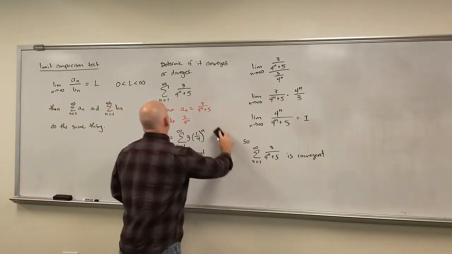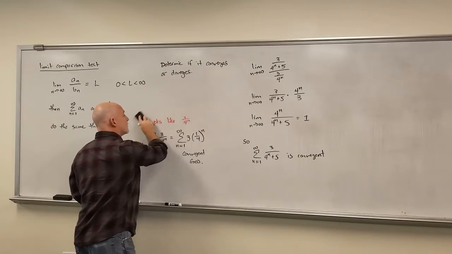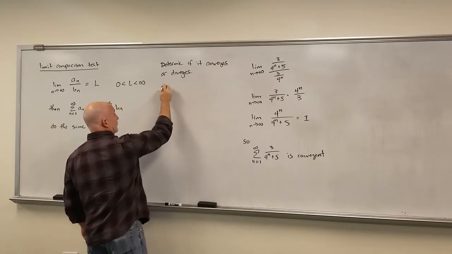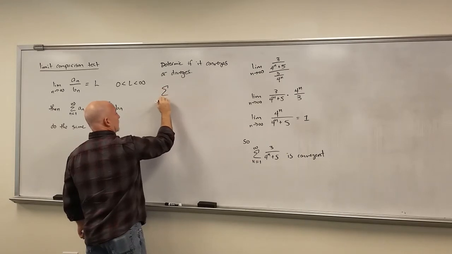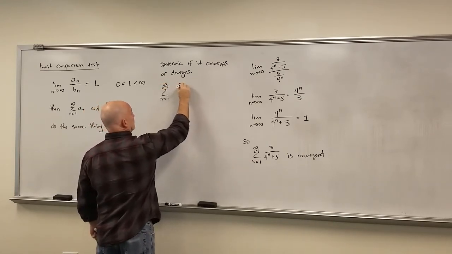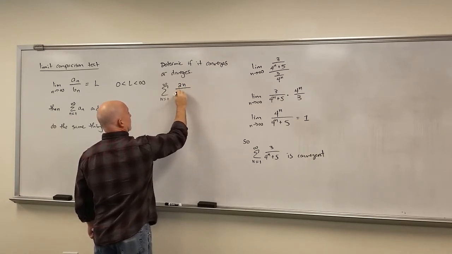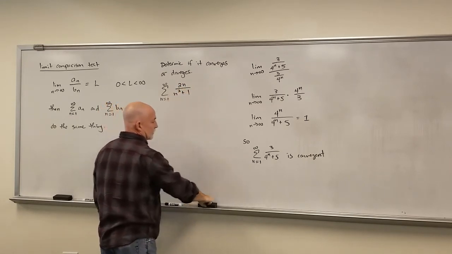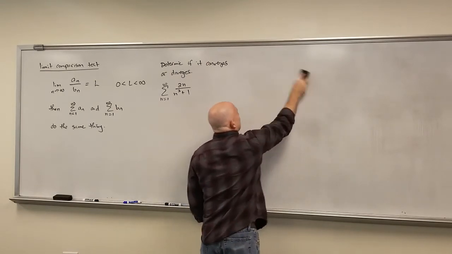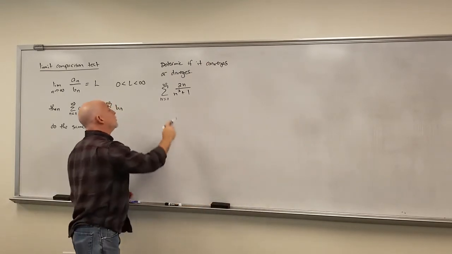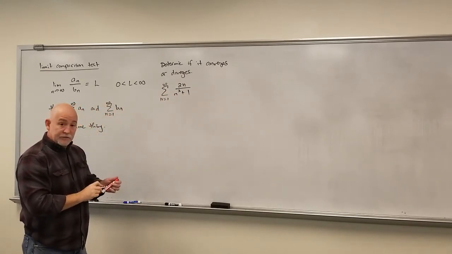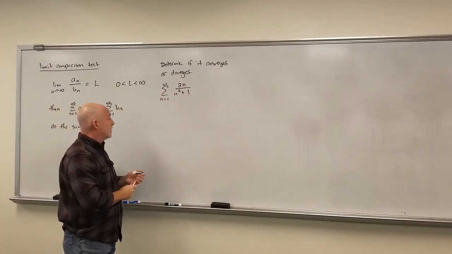All right, let's try one more here. Let's see, how about the sum n equals 1 to infinity of 2n over n squared plus 1. All right, so same steps every time here. We'd want to say, what am I going to compare this to? What do I think that this is going to do?